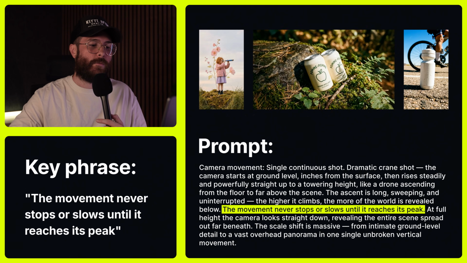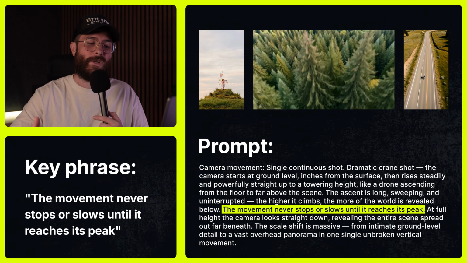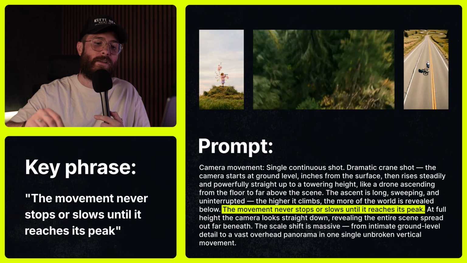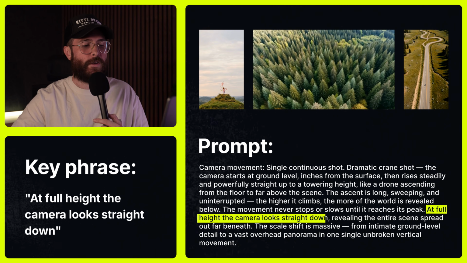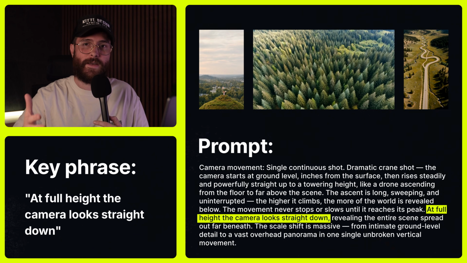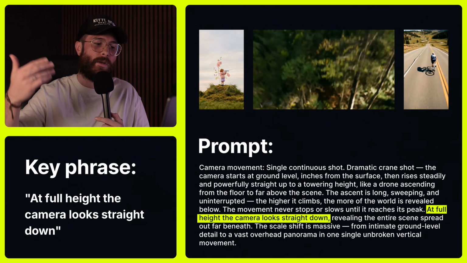And then we'll say the movement never stops or slows until it reaches its peak. If you don't say this, the AI tends to ease in and ease out, and that's not as dramatic. When I say ease in, it kind of goes from slow to fast or fast to slow, as opposed to one solid motion. And we want the one solid motion of the epic reveal. Then make sure you finish this with at full height, the camera is looking straight down, almost like a top-down POV or a top-down aerial drone look, which you can also prompt. That may be beneficial as well. And this overhead is the payoff to the whole shot for the epic crane reveal.